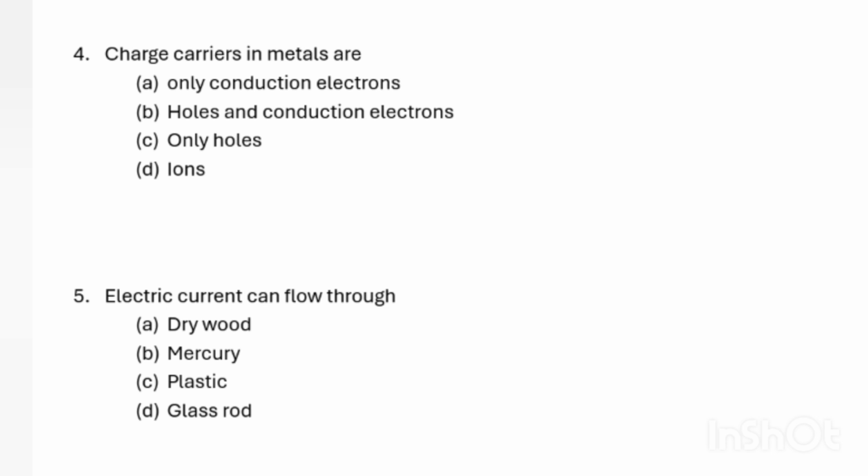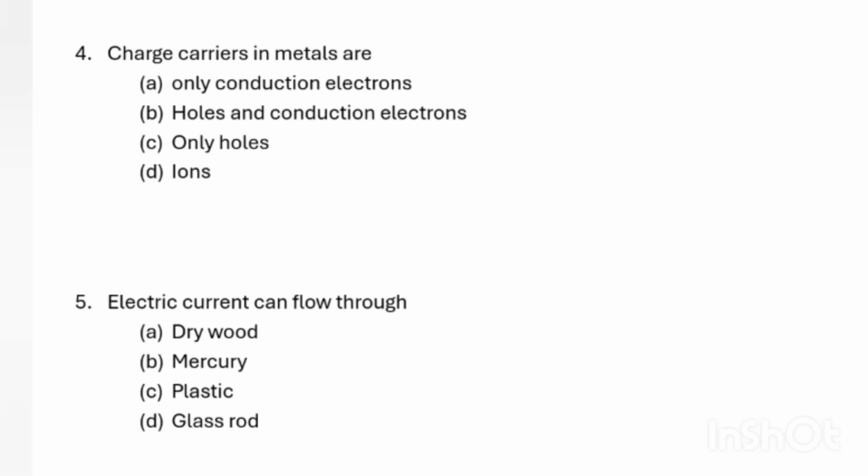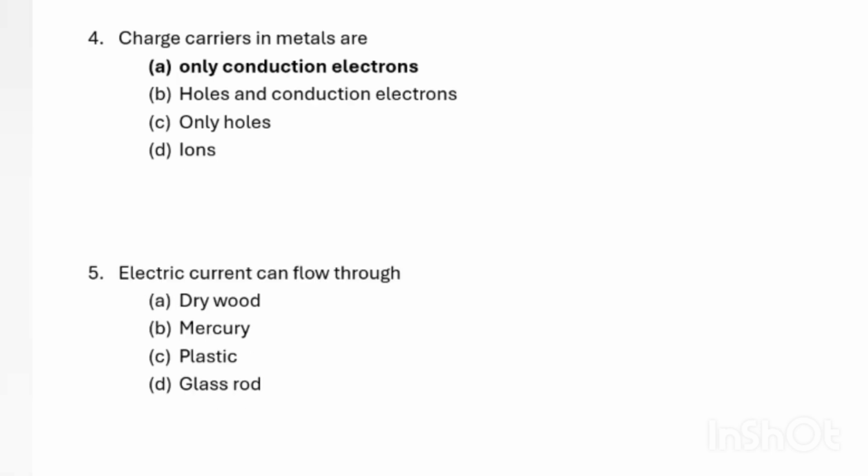Question number 4. Charge carriers in metals are option A only conduction electrons, option B holes and conduction electrons, option C only holes, option D ions. Here the correct answer is option A only conduction electrons.